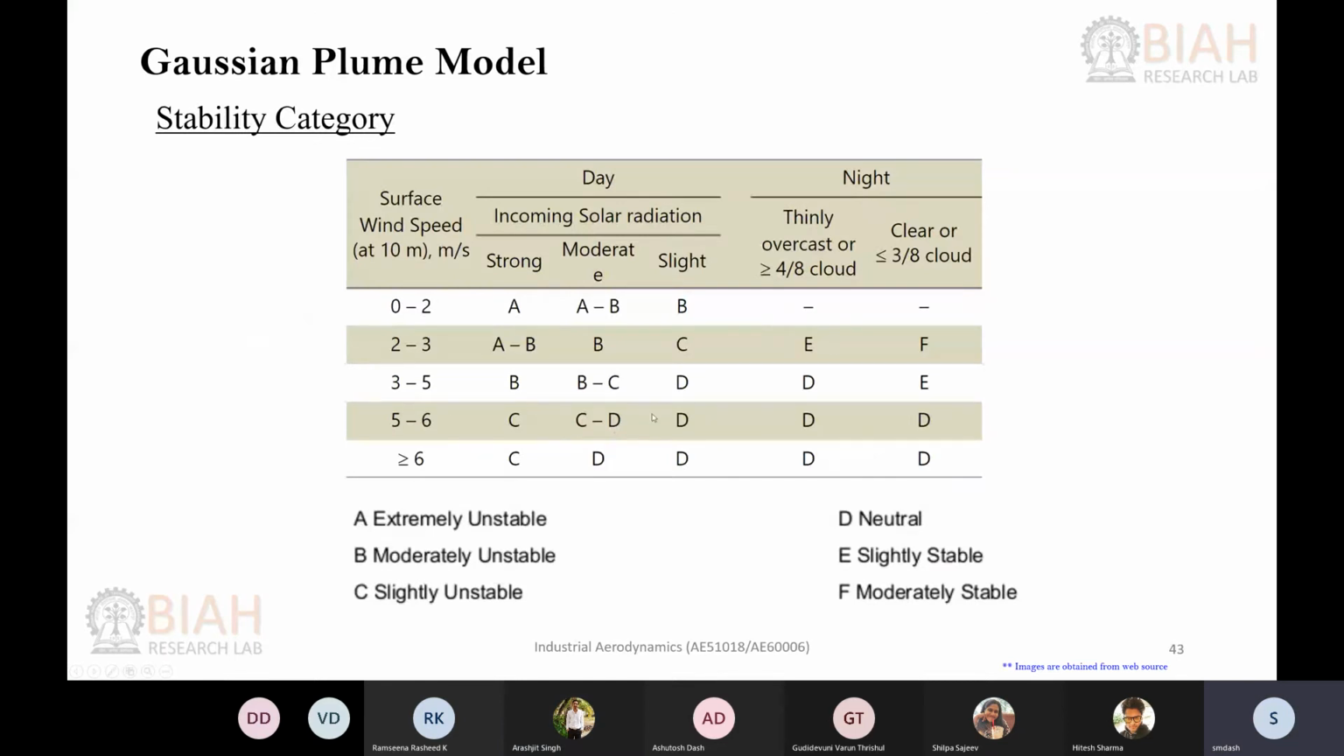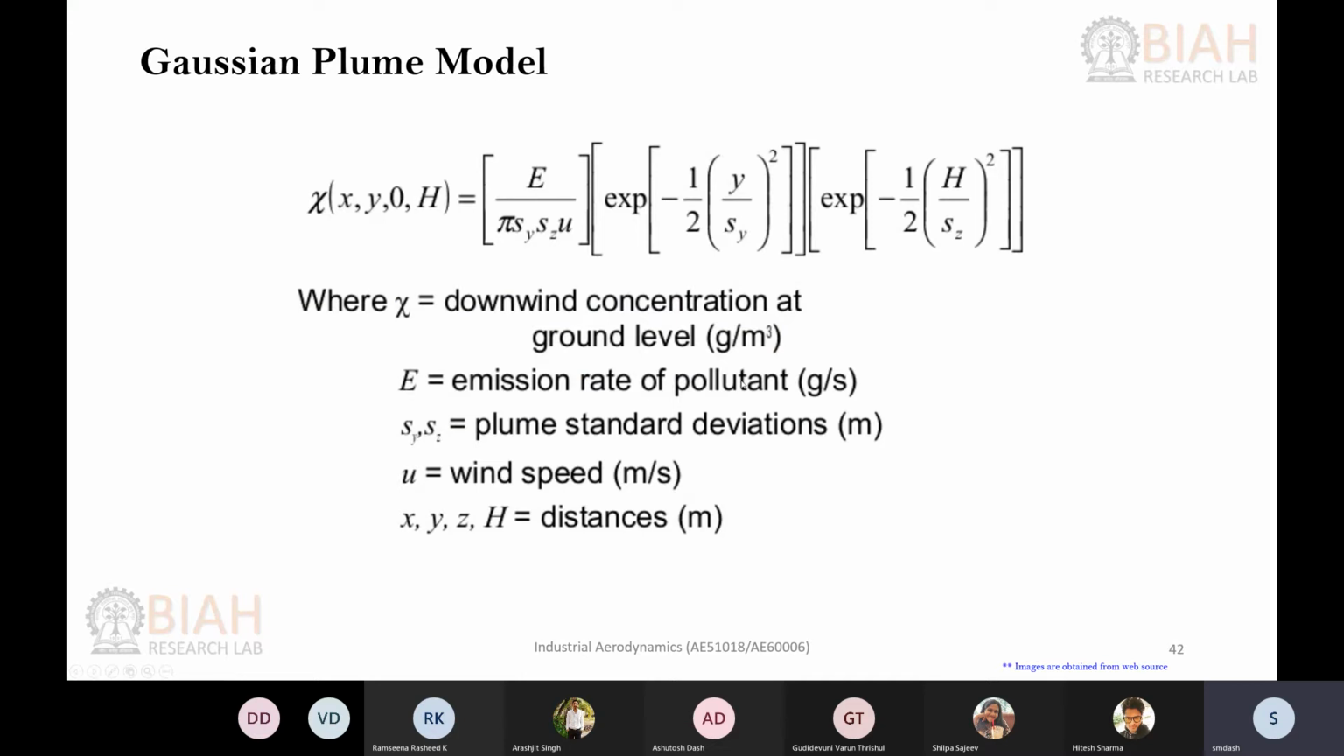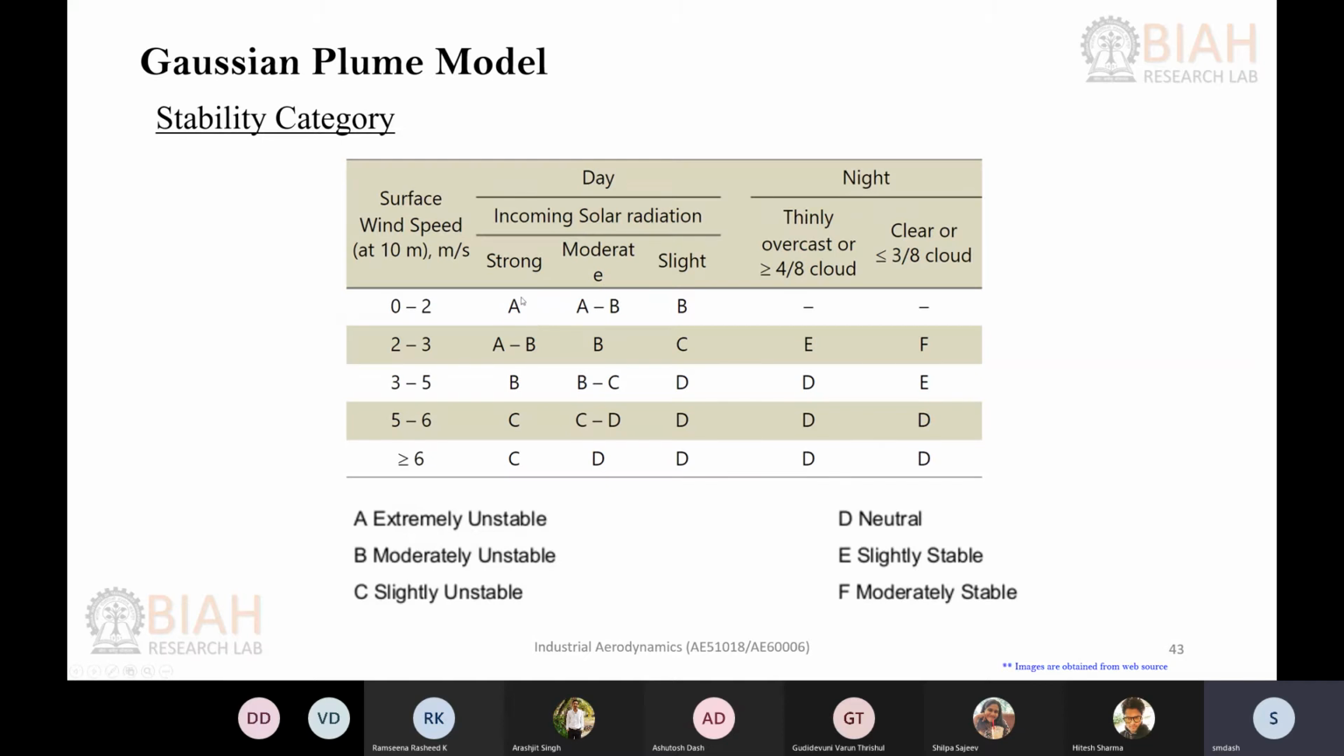So these are the stability criteria that you need to follow for determining the SY and SZ, which are your standard deviation parameters. You can see that in this table, basically, wind speed is one of the factors that defines the stability condition. The second factor is your solar radiation received during the daytime and during the night time. Obviously, you can see that these two will be the parameters which can define the stability condition of the atmosphere.